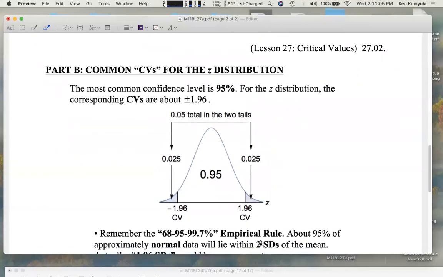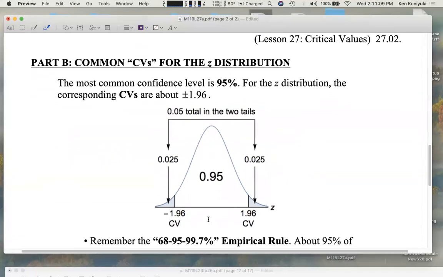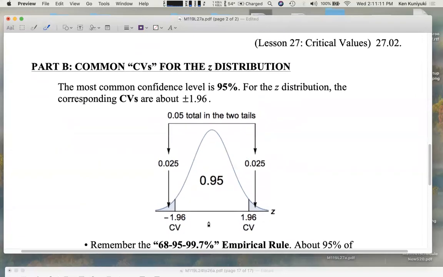So what if we have a 95% confidence level? Then you might be able to memorize these. Many stat students actually do. What are the critical values that correspond to a 95% confidence level or confidence interval when a z-distribution is involved?